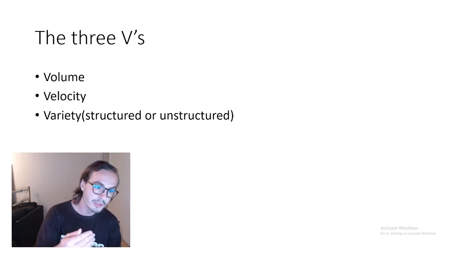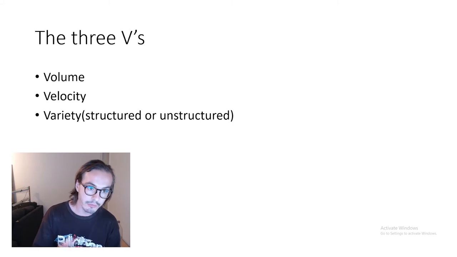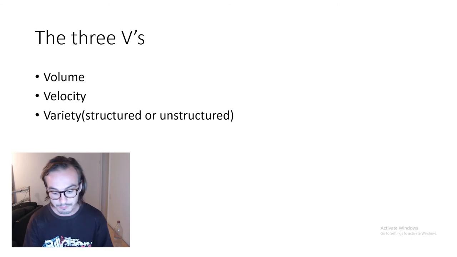There could be some exception in variety. For example, if it's not varied data, but maybe the volume is high, velocity high, and maybe it can't be handled on a single computer, well, maybe it's still big data.